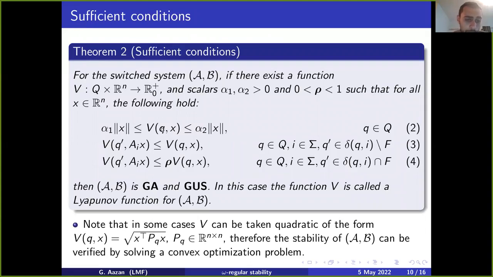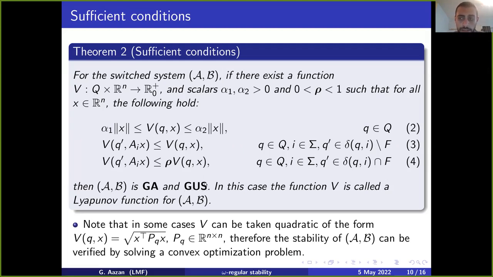So if we can find a function V that is bounded between the trajectories, and is not increasing each time we visit a non-accepting state, and is strictly decreasing each time we visit an accepting state, given by these conditions, where rho can be seen as a contraction coefficient between 0 and 1, then we say that the system AB is globally attractive and globally uniformly stable.